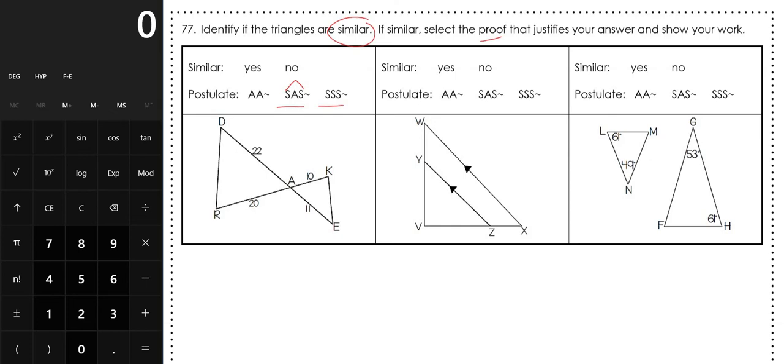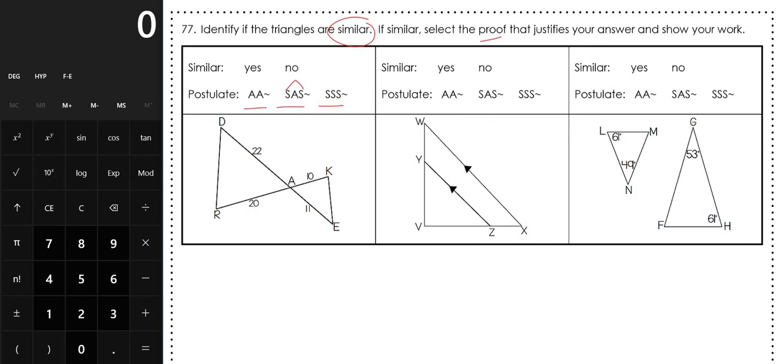Lastly, the AA similarity theorem, which says if you have two pairs of angles congruent to two pairs of angles in another triangle, then the two triangles are similar. You don't even have to know that third pair of angles. That third pair of angles will automatically be congruent because of the third angles theorem.